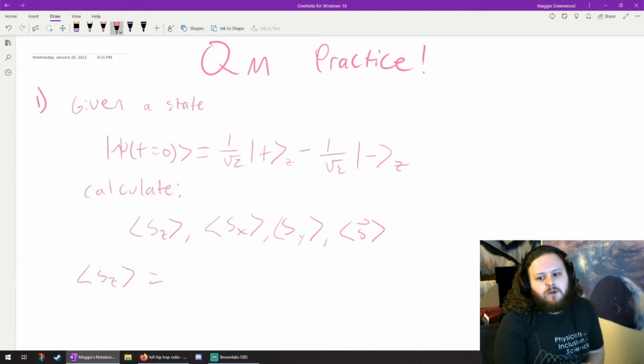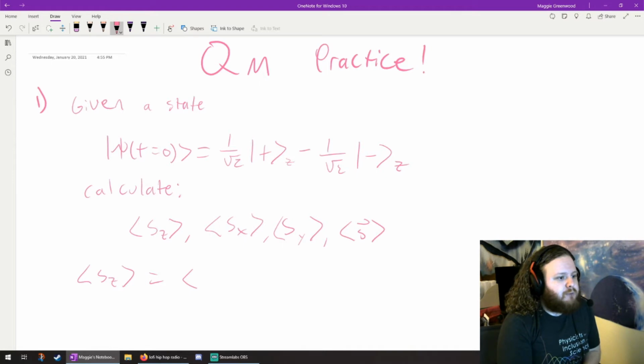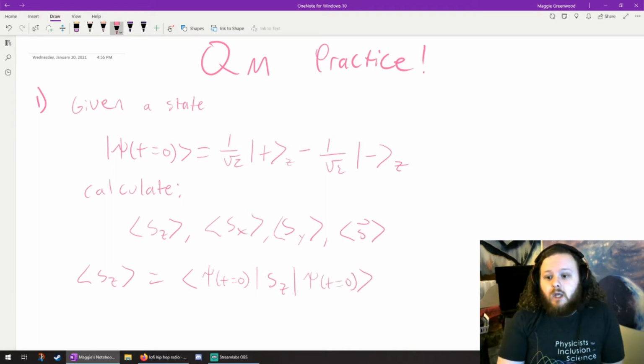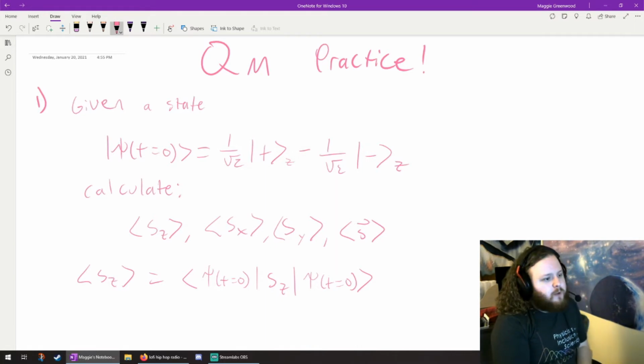So expectation values in quantum mechanics are brackets, which means I have a bra, the operator, and then the ket. The way I would write this in bracket notation is psi at t equals 0, then the operator I'm interested in calculating the expectation value of, and then psi of t equals 0 on the other side. And there's two different ways that I can go about doing this.